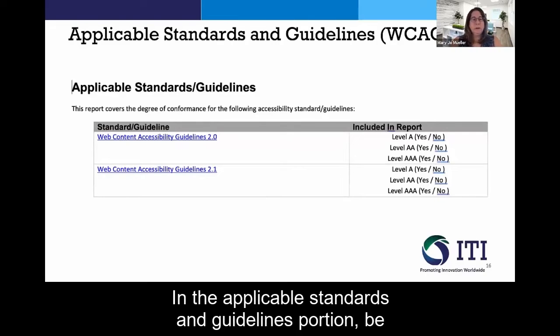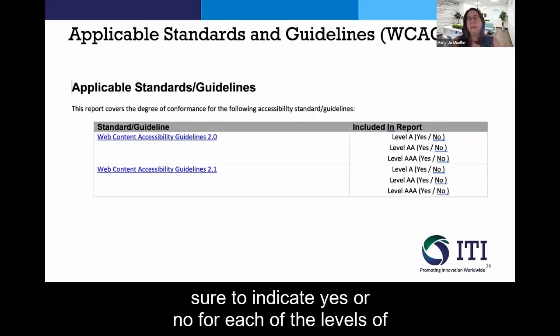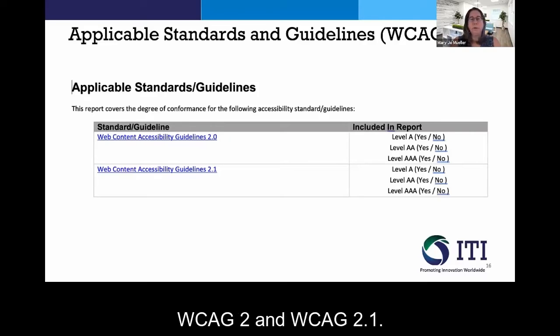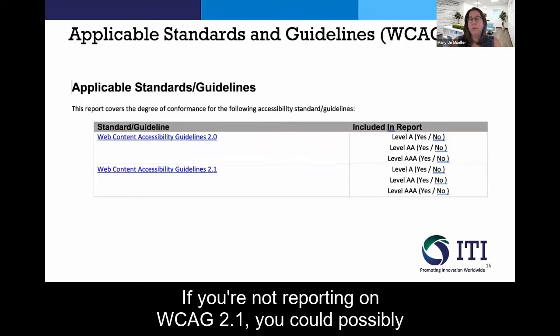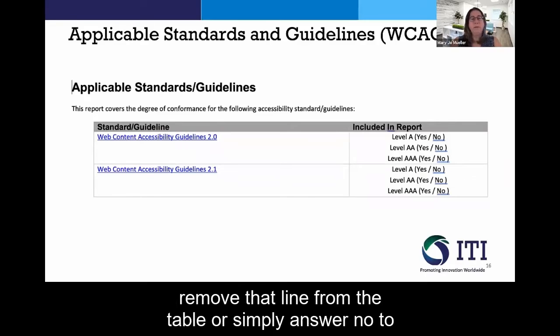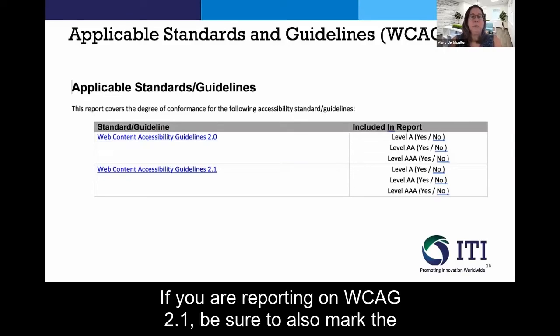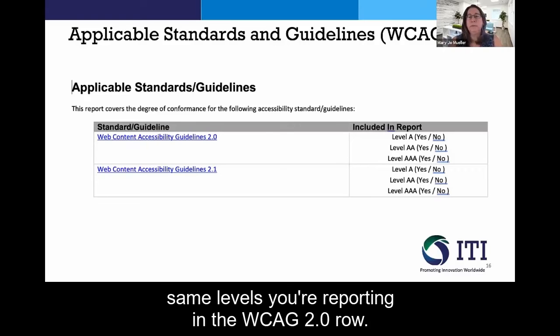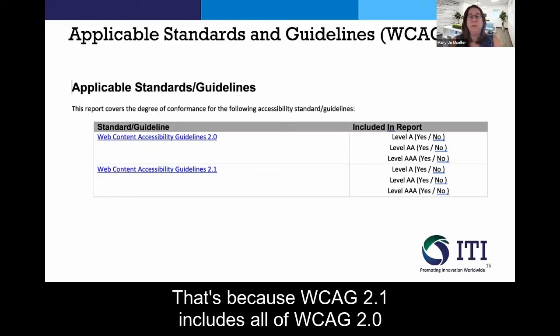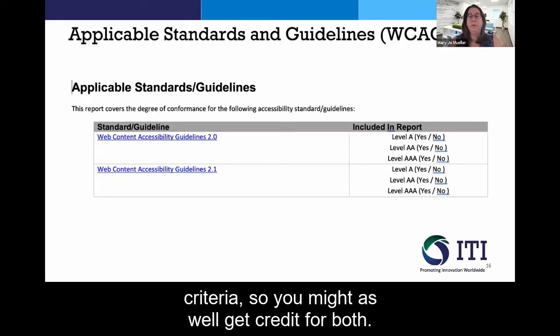In the applicable standards and guidelines portion, be sure to indicate yes or no for each of the levels of WCAG 2 and WCAG 2.1. If you're not reporting on WCAG 2.1, you could possibly remove that line from the table or simply answer no to each of the levels for that standard. If you are reporting on WCAG 2.1, be sure to also mark the same levels you're reporting in the WCAG 2.0 row. It's because WCAG 2.1 includes all of WCAG 2.0 criteria. So you might as well get credit for both.